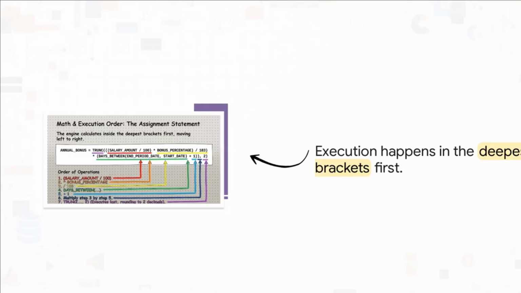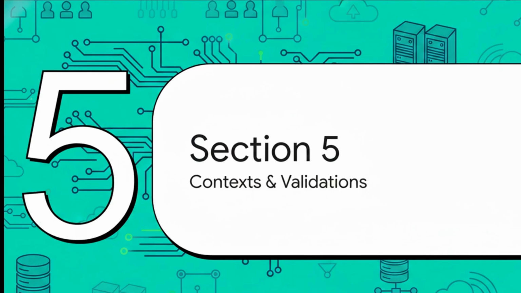Now, inside your calculation section, precision is mandatory. The engine calculates inside the deepest brackets first and moves strictly left to right. This perfectly mirrors standard mathematical order of operations, just like we learned in school. Utilize brackets deliberately to group your actions seamlessly. Let's move to Section 5, contexts and validations.